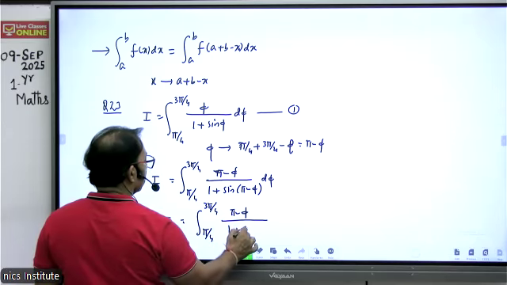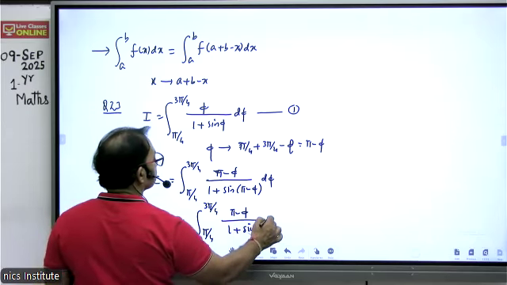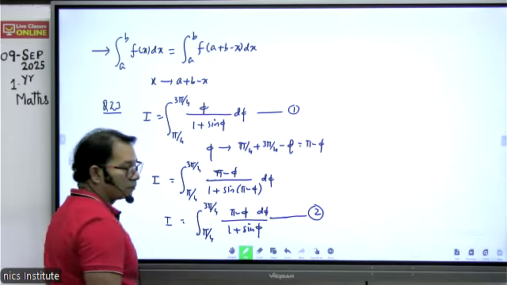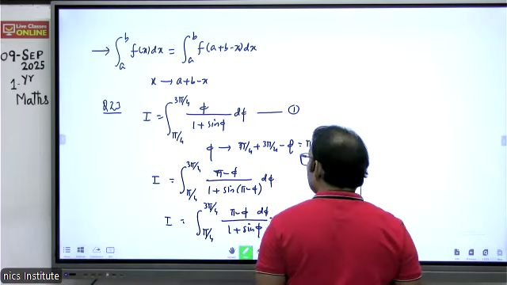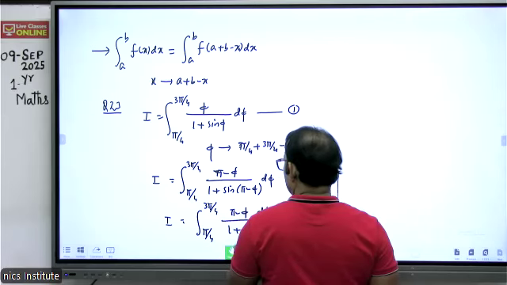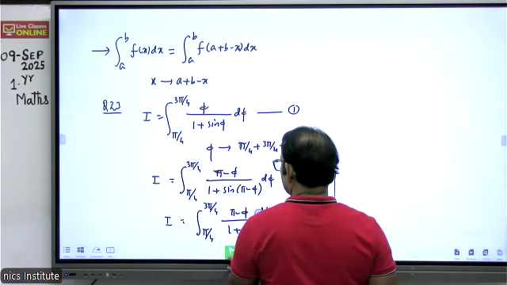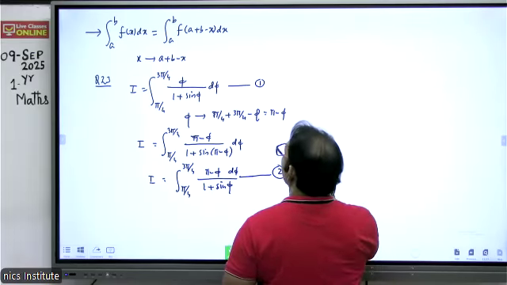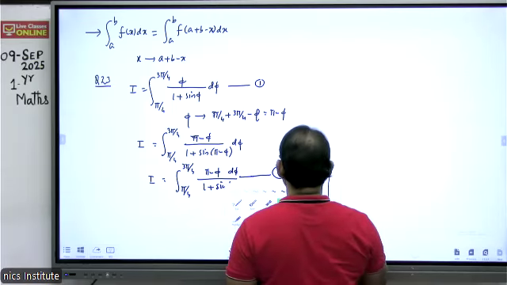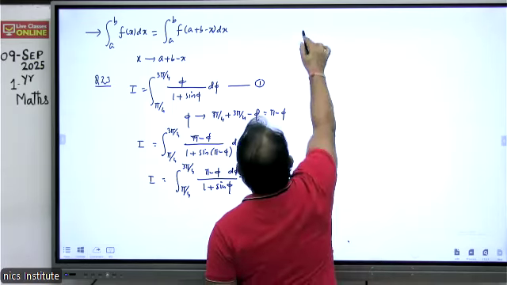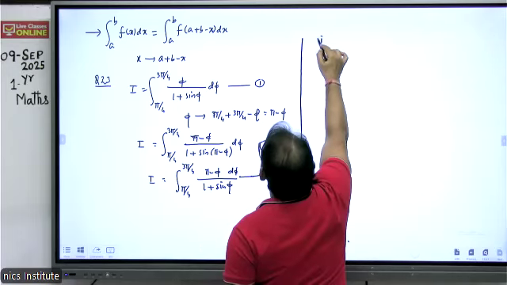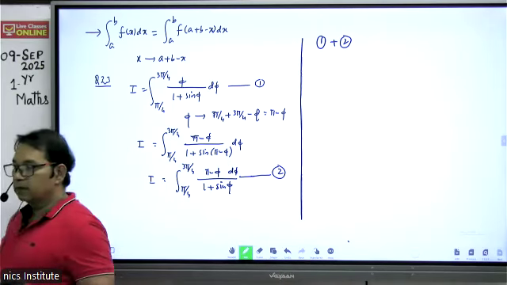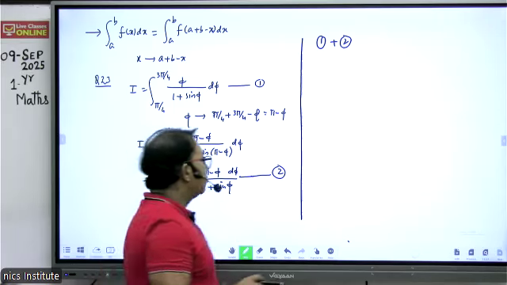So this is 1 plus sine phi, and call it equation number 2. Now notice one thing: integrals 1 and 2 both have the same denominator. So whenever they have the same denominator and the same limit, you add them up. So we add integral 1 and 2 both.